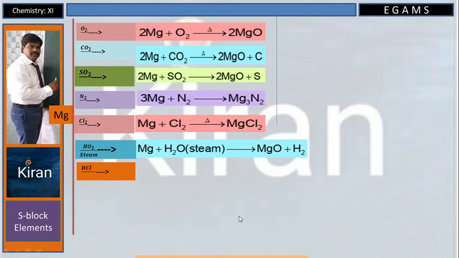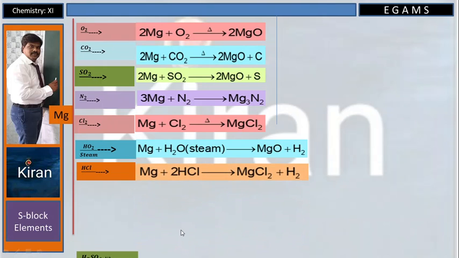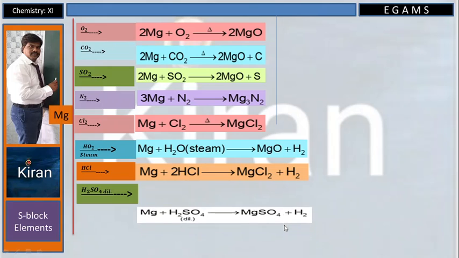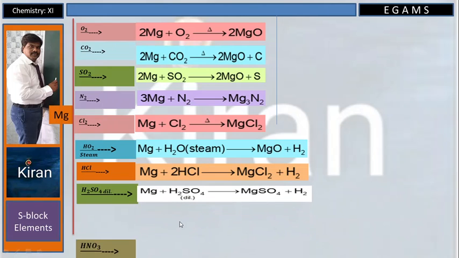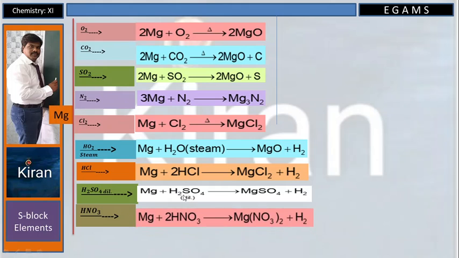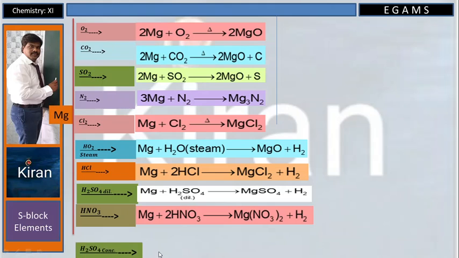And when it reacts with acid, it acts as a reducing agent. It displaces hydrogen gas. When it reacts with sulfuric acid, here also hydrogen gas will be displaced, hence it is called a reducing agent. And with nitric acid, the same way. With hydrogen chloride, sulfuric acid or nitric acid, in all the three cases hydrogen is displaced. These three chemical reactions are examples of magnesium acting as a reducing agent.